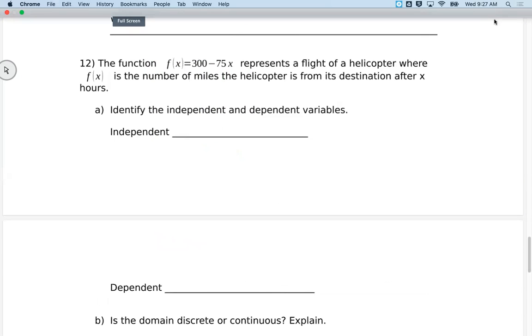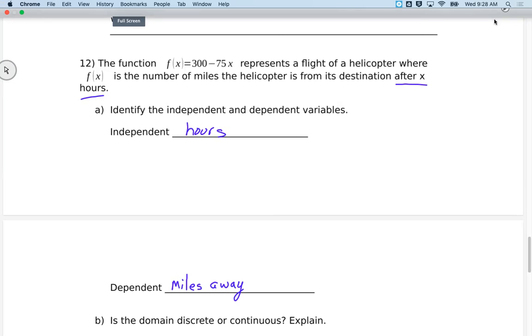Now with this one, it says the function f of x equals 300 minus 75x represents a flight of a helicopter where f of x is the number of miles the helicopter is from the destination after x hours. Identify the independent and dependent variables. So independent is, well, we're looking for what is x? X is hours, it's time. Okay, x is always your independent variable. And miles away is going to be your dependent.